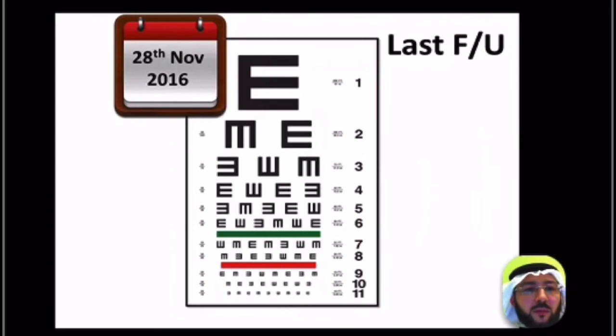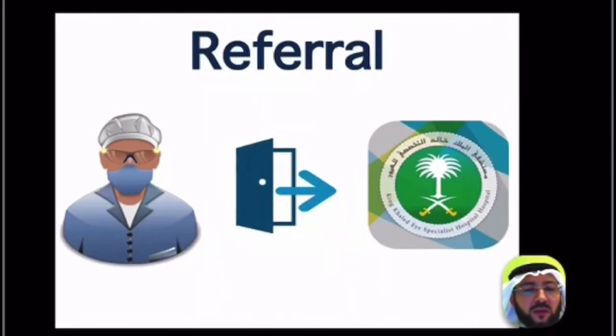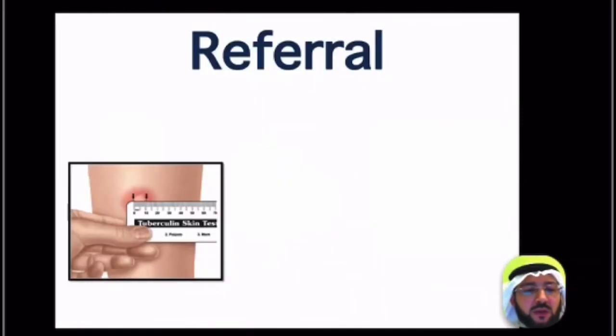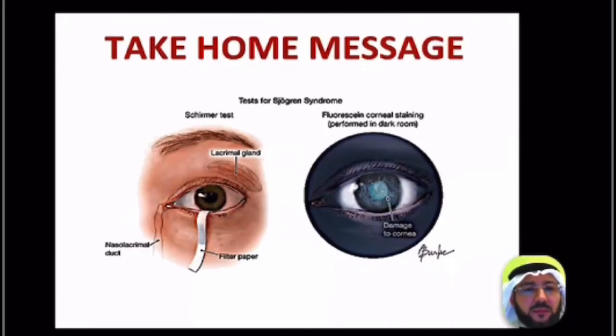On her last follow-up on the 28th of November 2016, her uncorrected vision was 20/100 in the right and 20/200 in the left. She was referred to a tertiary care center for commencement of antimetabolites such as mycophenolate mofetil and biologics such as Humira to stop the aggressiveness of her Sjogren's condition and for the possibility of a repeat AMT.